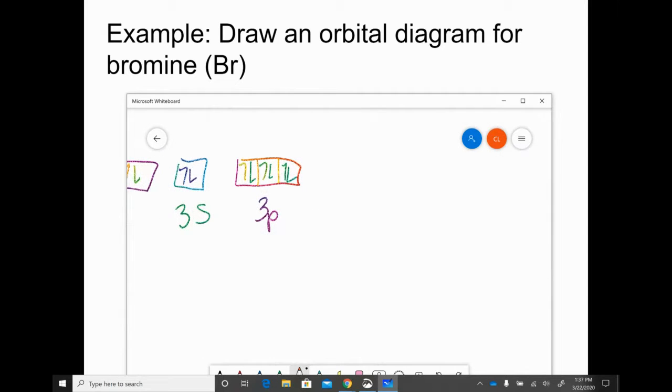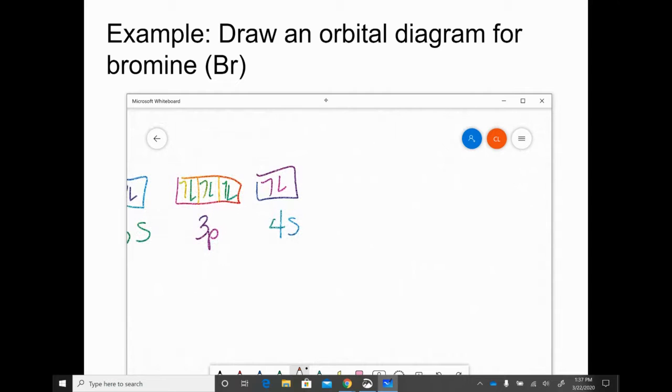After you go through the 3p's, you come down to the 4th row, and you go into 4s, and there are 2 electrons there. And then what comes after 4s? Remember, this is when we get into the 3d's. And remember, there are 5 d orbitals.